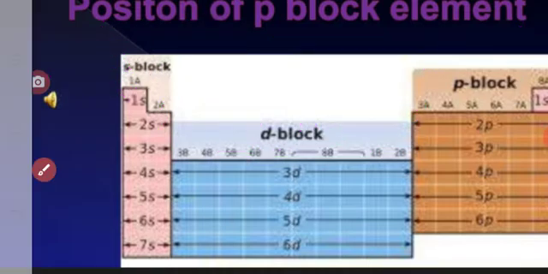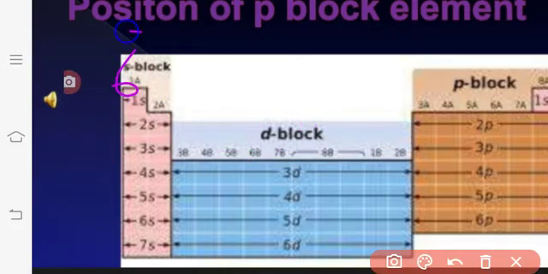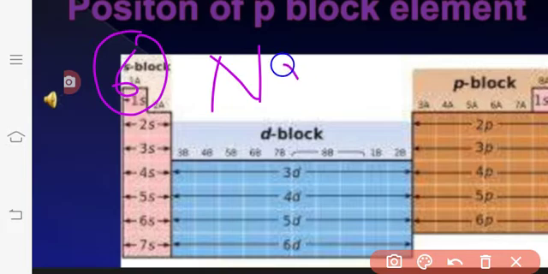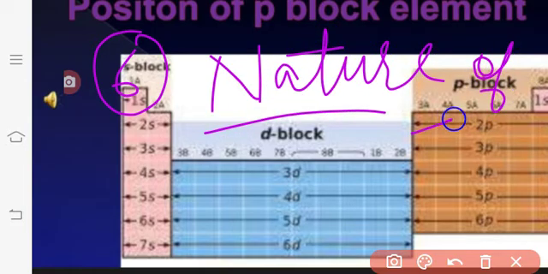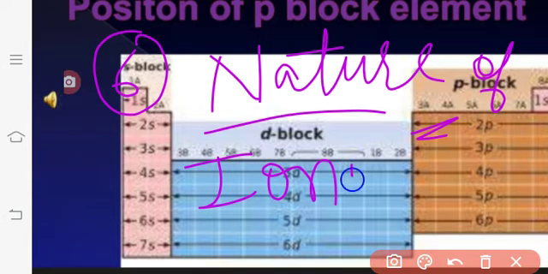Now next point number 6, that is nature of compound. What will be the nature of the compound? When a highly reactive non-metal combines with a highly reactive metal, it will form an ionic compound. Why? Because there is a large difference in the electronegativities of the combining elements.